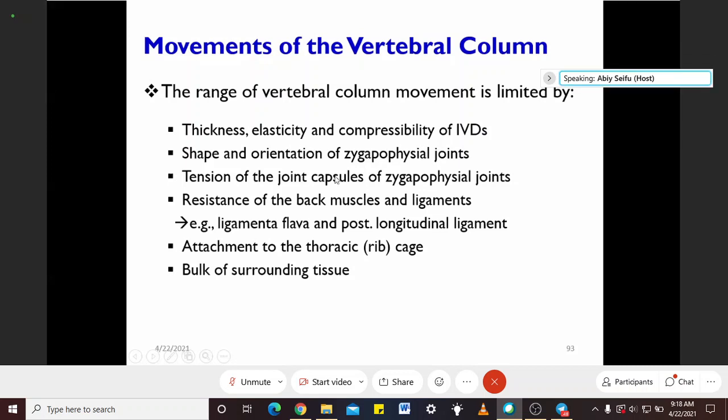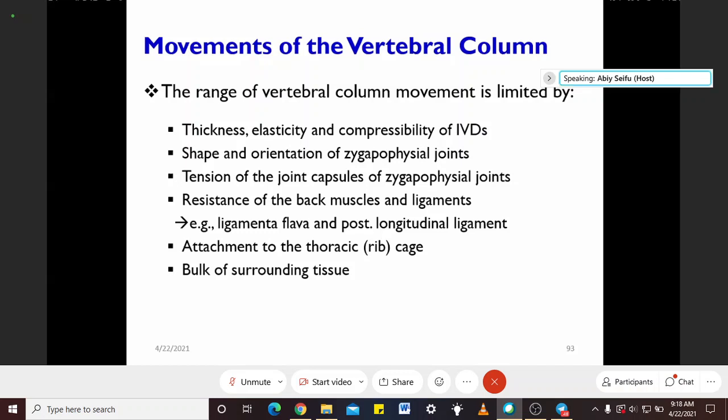And there is also a capsule. You know, the zygapophyseal joint is a synovial joint. There is a joint capsule. The strength and tension of this capsule determine the movement of the vertebral column at that joint. And the muscles and ligaments, the tone of muscles and ligaments, the position of the ligaments and their strength also determine the movements of the vertebral column.